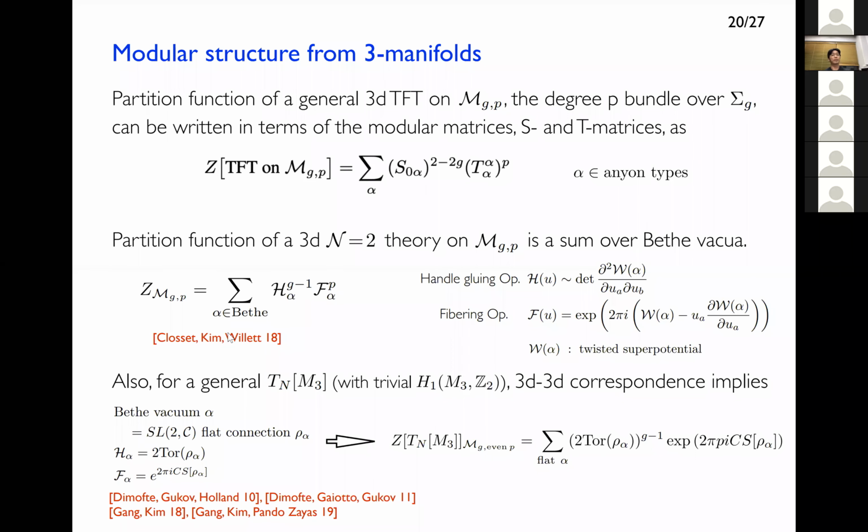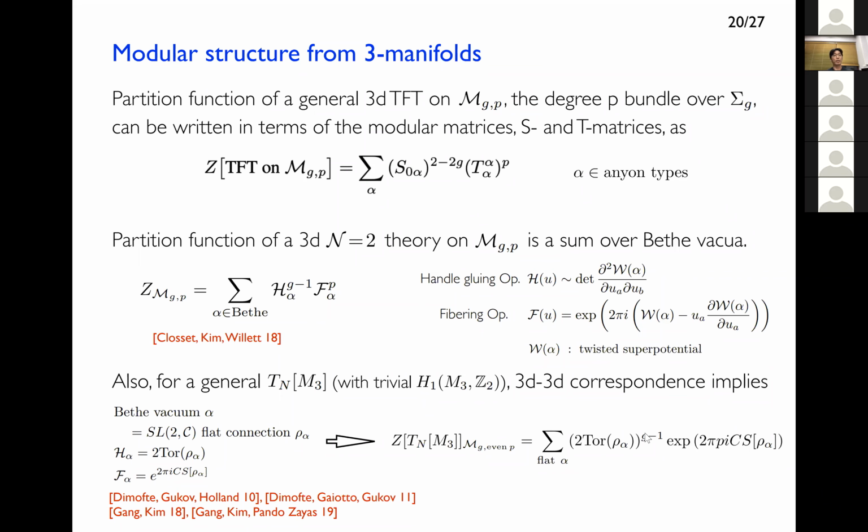And furthermore, in the 3D correspondence, we have the following maps for the 3D N=2 theories for three manifolds with trivial homology group. The first one is the beta vector corresponding to SL(2,C) flat connections, as we saw already. And then the handle-gluing operator and fibering operator are mapped to the torsion and the classical Chern-Simons action. And this map generally holds for both hyperbolic and non-hyperbolic three manifolds when P is even. And this map implies the partition function of 3D theory T of M3 can be written in the following way.